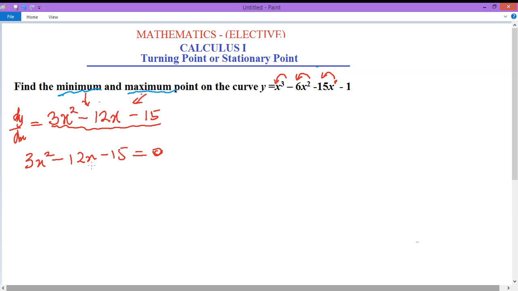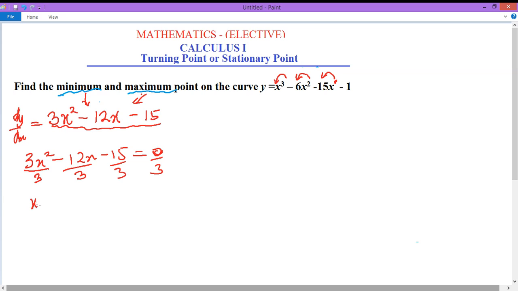This is a quadratic equation, so we employ all the methods that we know in solving quadratic equations: either factorization, using the formula, or completing the square approach, whatever it is. I'm using the factorization approach. I'll divide through by 3 to reduce the numbers. That's another technique. If you see that a quadratic equation is given to you and the numbers are huge, you can divide through by a common number to simplify, so that the numbers become very simple.